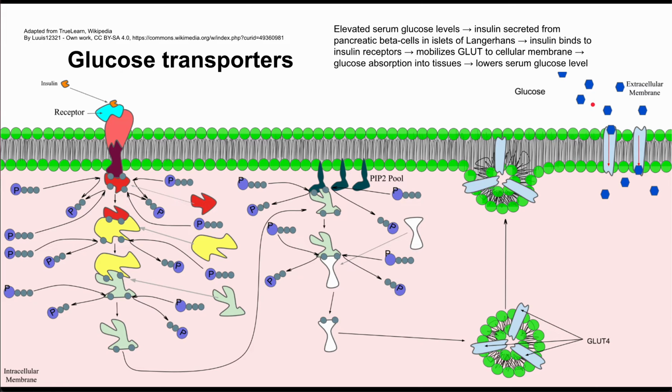So you can see how that's kind of a feedback loop. Elevated serum glucose levels lead to lowered serum glucose levels through this pathway. So negative feedback from a high glucose level to a low glucose level.